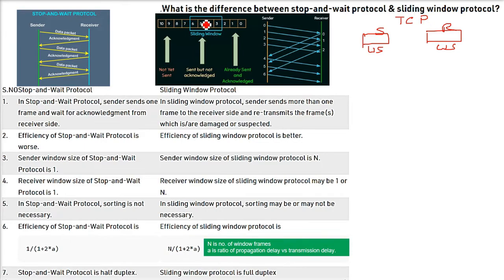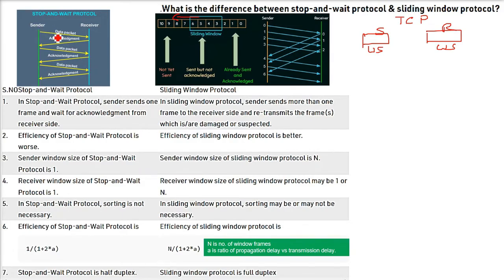The sliding window is going on both the sender and receiver sides. What you see here: sent but not acknowledged, already sent and acknowledged, not yet sent. This sliding of the window takes place when the frames are delivered or not delivered. This is how we achieve flow control and also reliability, of course, especially in TCP.